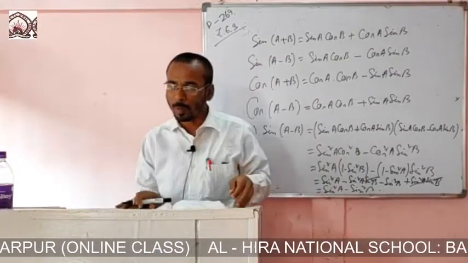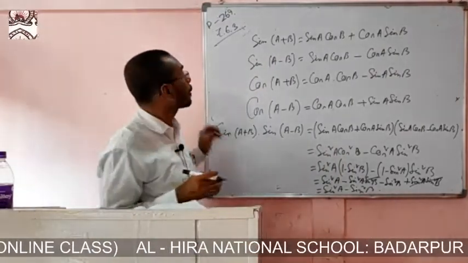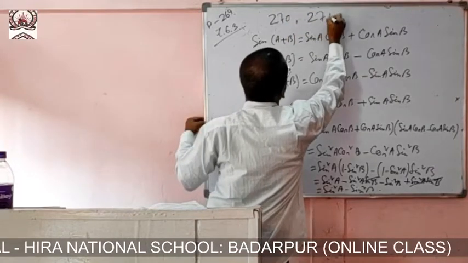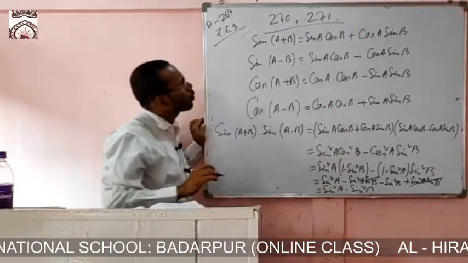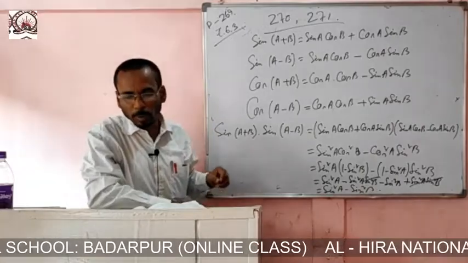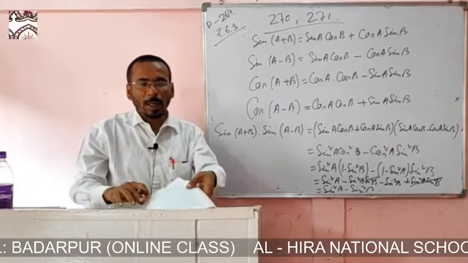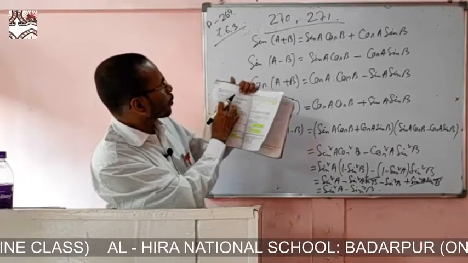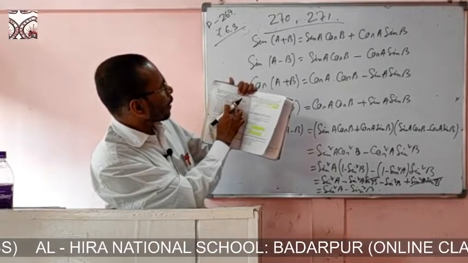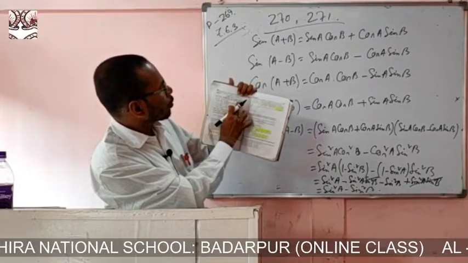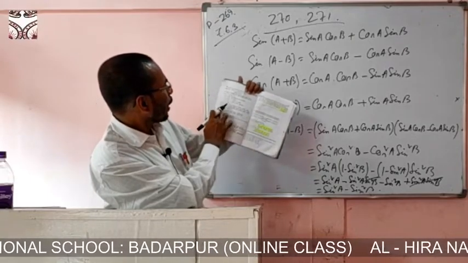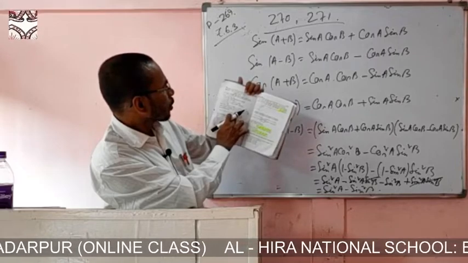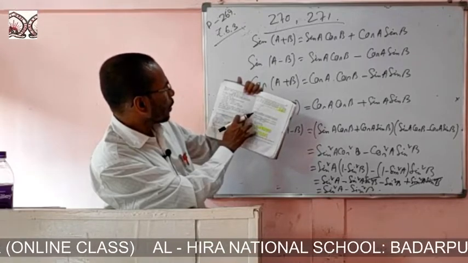You see page number 270 and 271. Formulas are there. Here I am underlining. This sin(a plus b) into sin(a minus b) is sin square a minus sin square b, and again is equal to cos square b minus cos square a. Like this, you find cos(a plus b) cos(a minus b) is cos square a minus sin square b, and cos square b minus sin square a.